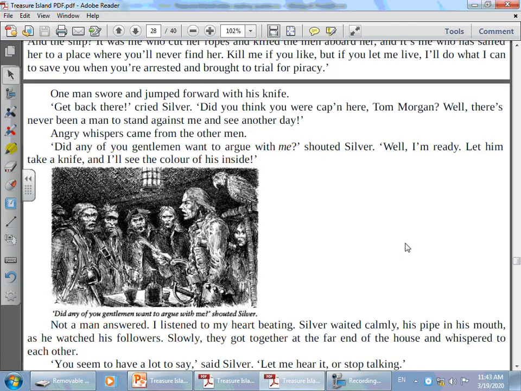So here, when one of the pirates, who was Tom Morgan, was going to attack, what happened? Long John Silver stopped him, and he told him no one is the captain here anymore. I am the captain. And if anyone wants to argue, take your knife and come and fight with me, and I will let you see your color from inside. This means the color of? Yes, the color of blood. Color from inside the body is blood. Okay.